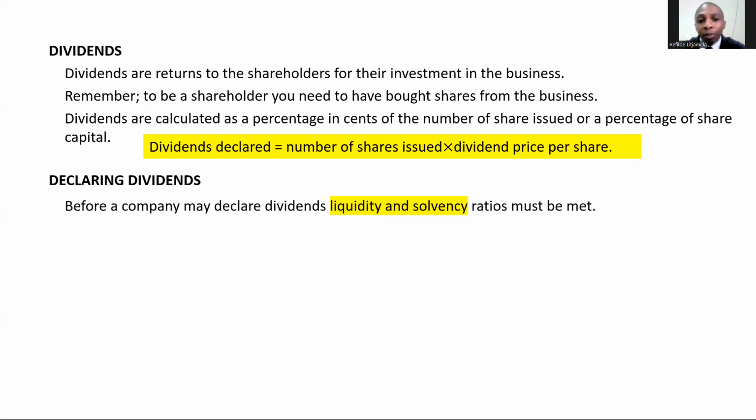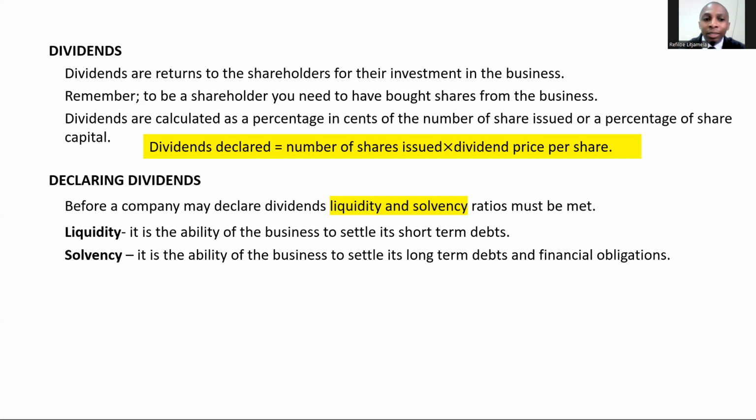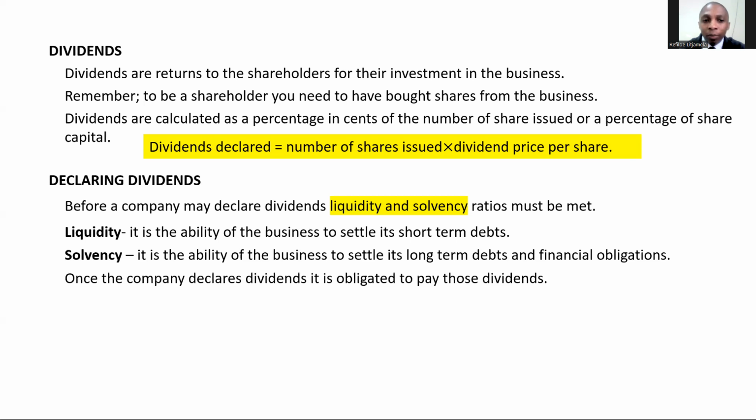Okay, before a company may declare dividends, though, the liquidity and solvency ratio must be met. Remember, liquidity refers to the company's ability to settle short-term debts, and solvency refers to the company's ability to settle long-term debts. These two must be met. And once the company declares dividends, as I've said, it is obliged. I don't want to use the word forced, but it's under an obligation to pay those dividends. And that's why we recognize it as a current liability if the declaration has happened, but the payment has not yet taken place. All right.